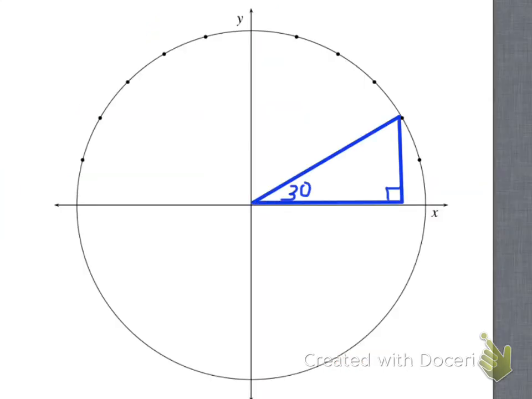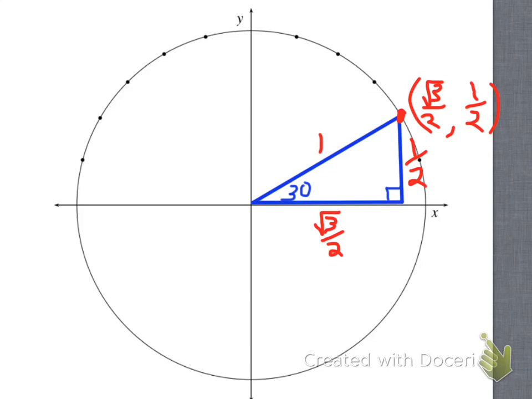If we take a look at this triangle right here, it's a 30-degree angle. It's a right triangle. So when I want to figure out the coordinate of that point, I need to figure out my x value and my y value for that point. Well, my x value is going to be, using Pythagorean theorem, square root of 3 over 2, because my hypotenuse is 1. My y value is 1/2. Therefore, my coordinate is going to be the square root of 3 over 2, 1/2.